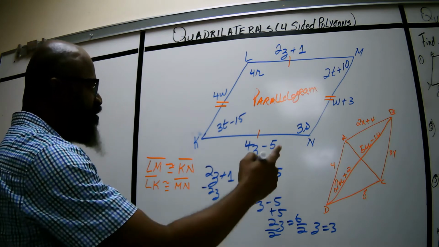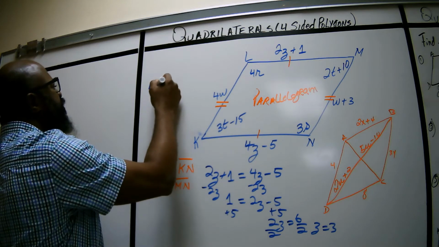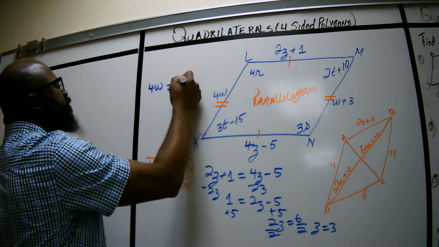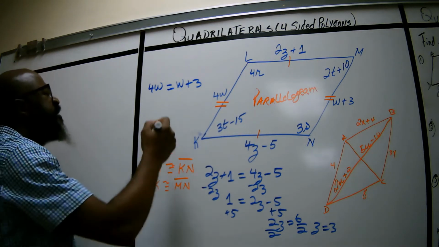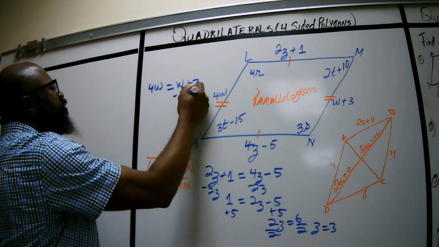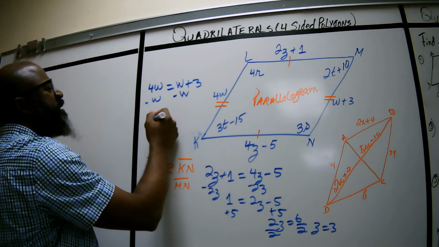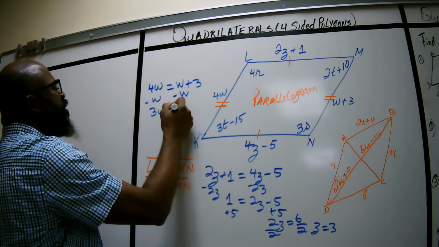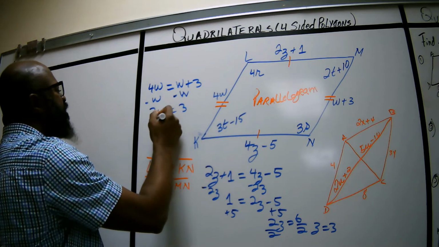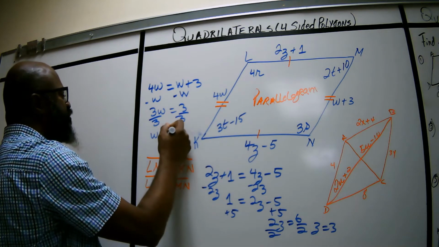Now we can go find W. Since opposite sides are congruent, you will have 4W is equal to W plus 3. Subtract W from each side. Then you will have 3W is equal to 3. If I divide each side by 3, in this case W is equal to 1.